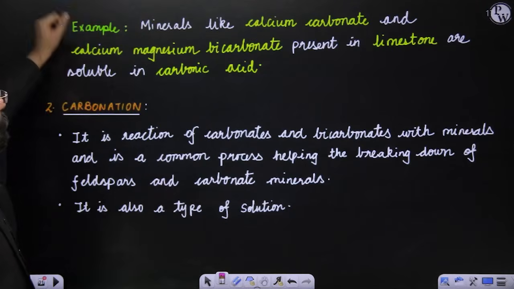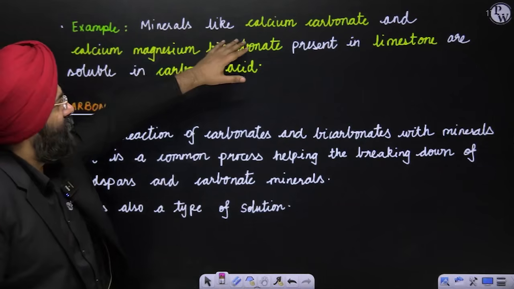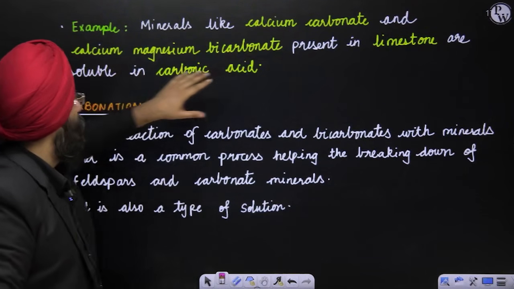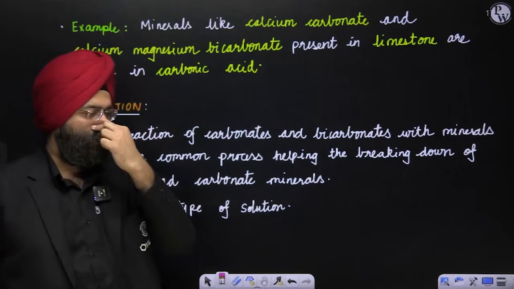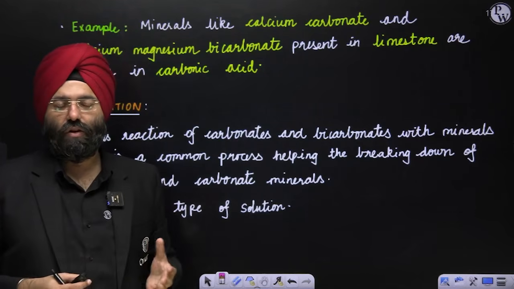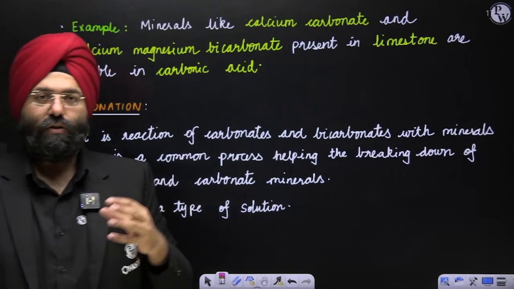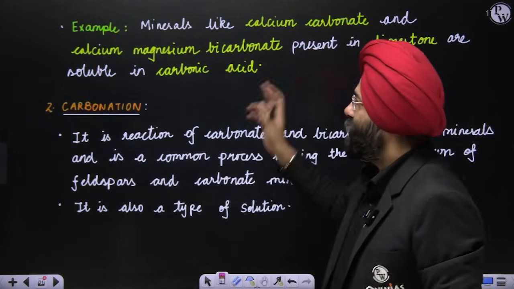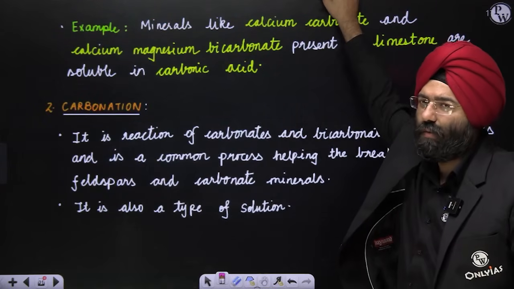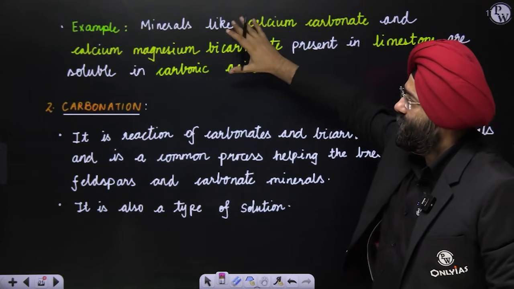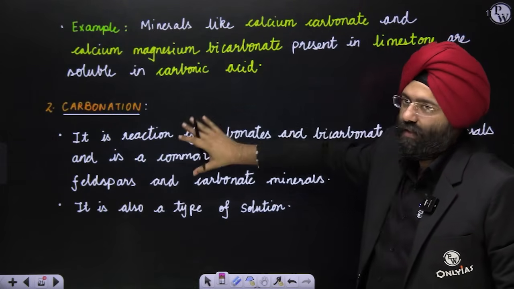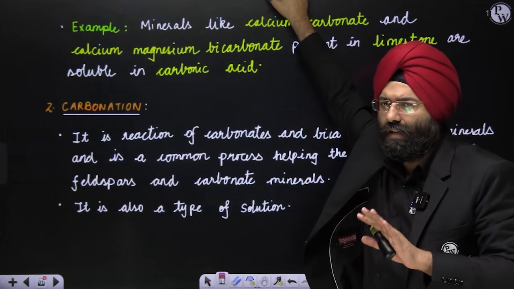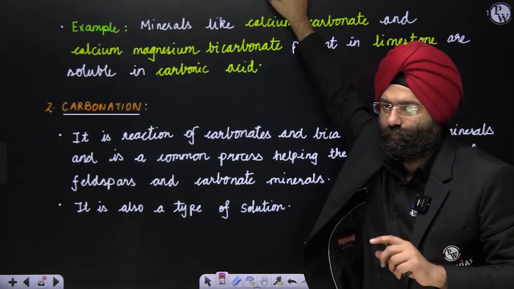That is why, if you see examples, minerals like calcium carbonate and calcium magnesium bicarbonate present in limestone are soluble in carbonic acid. Carbonic acid is basically formed by the reaction of water with carbon dioxide. It leads to the formation of this mild carbonic acid, which basically dissolves what? Calcium carbonate and calcium magnesium bicarbonate. Now please remember this. This particular case is basically representing carbonation. Carbonation over here is not a separate phenomenon. It is basically an example of solution.